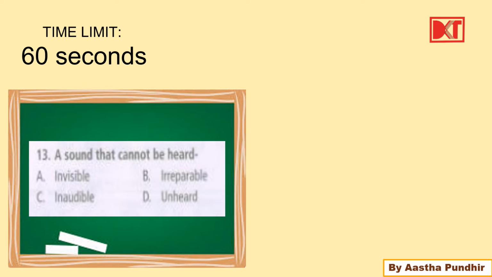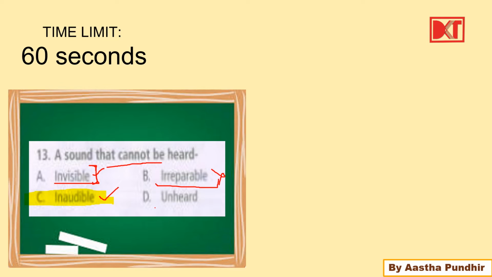Okay, the next one is a sound that cannot be heard. Here the options are A. invisible, B. irreparable, C. inaudible, D. unheard. The correct answer is inaudible. Sound that cannot be heard is inaudible. The other ones are invisible, something that is not visible, cannot be seen. Irreparable, something that cannot be repaired.